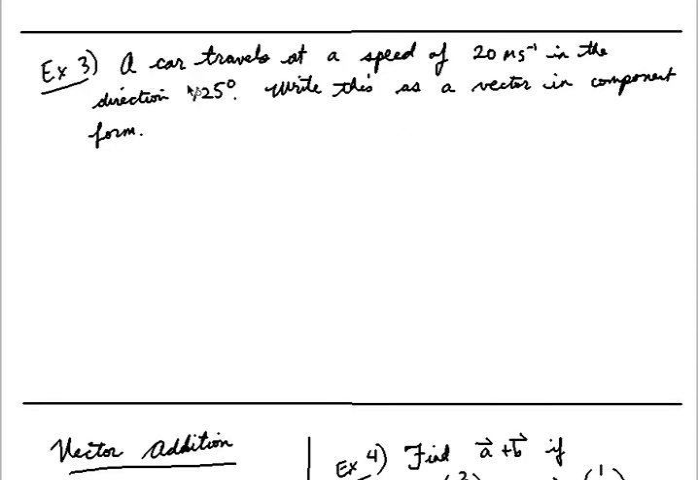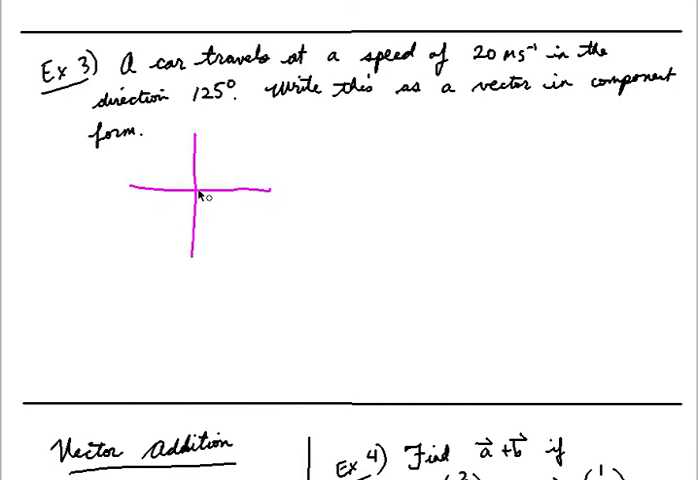All right, let's try a word problem. A car travels at a speed of 20 meters per second in the direction of 125 degrees. Write this as a vector in component form.